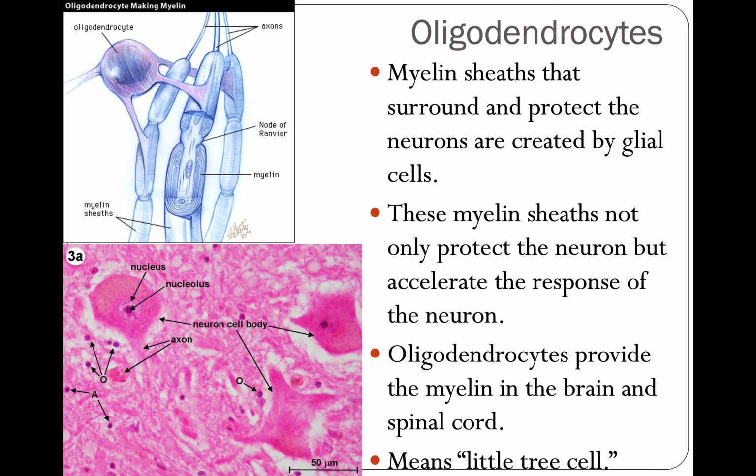Oligodendrocyte means little tree cell because it looks like a little tree.